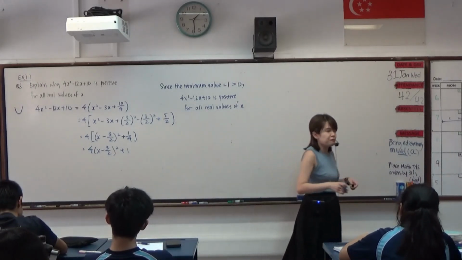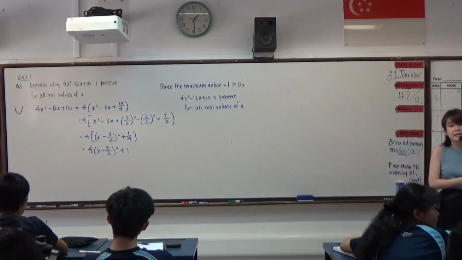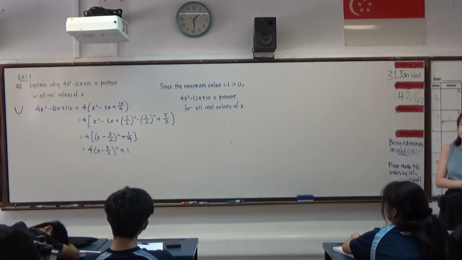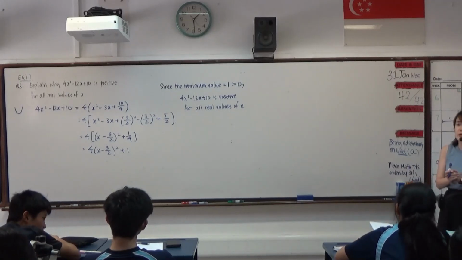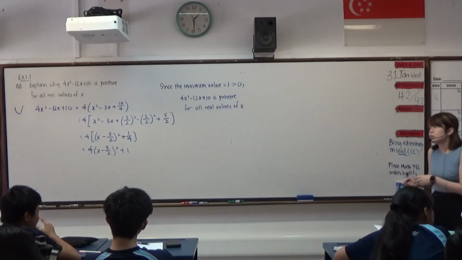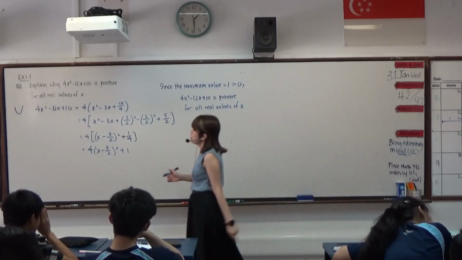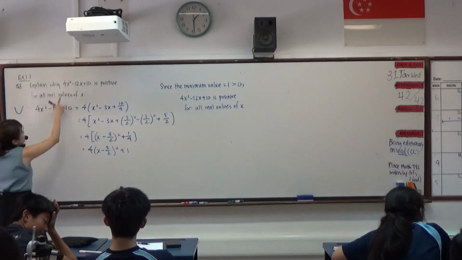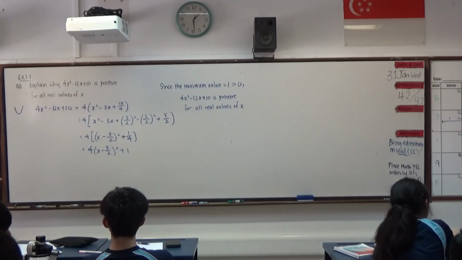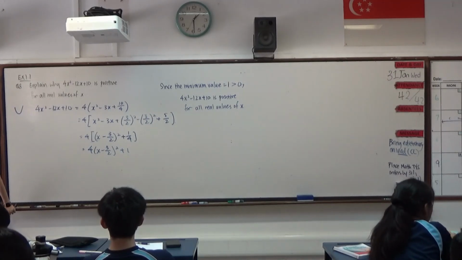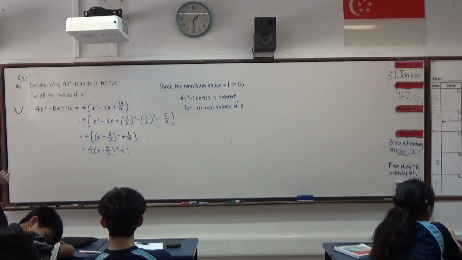Now what if we want to use what we learned yesterday regarding the discriminant? How can we use the discriminant to go about explaining this question? This question is no different from asking why this function is always positive for all real values of x. Yes, I take x minus 1.5 squared, then times 4 plus 1.